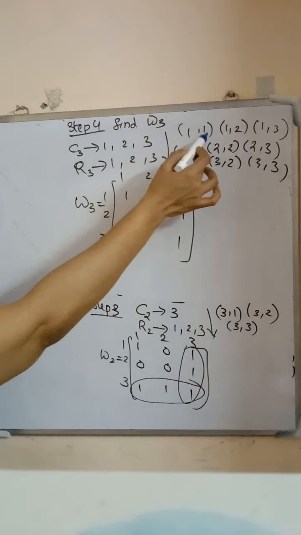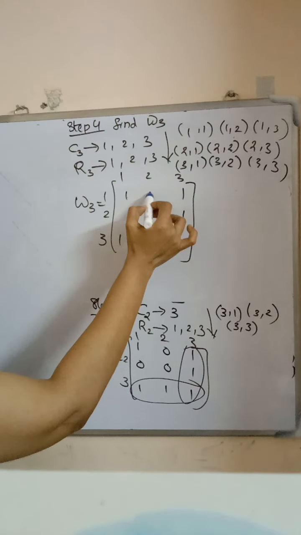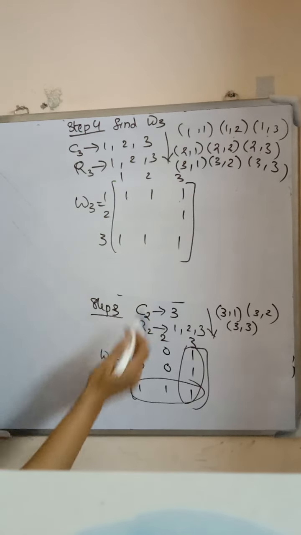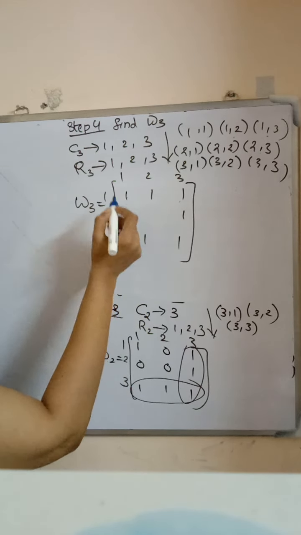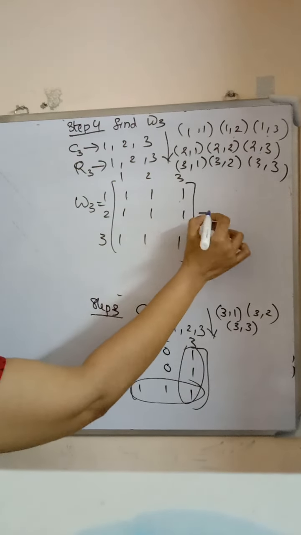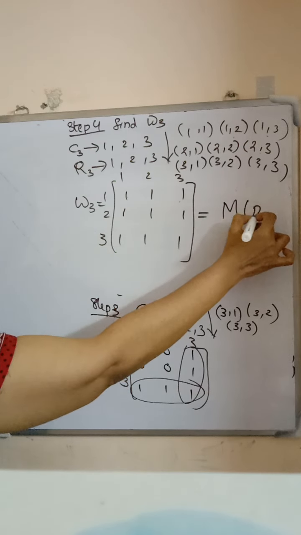Then check the new positions. 1 1 is here. 1 2 is not here, so write it 1. 1 3 is also here. 2 1 is not in W2, write in W3. 2 2 is also here. 2 3 is here. So this is the transitive closure M R star.